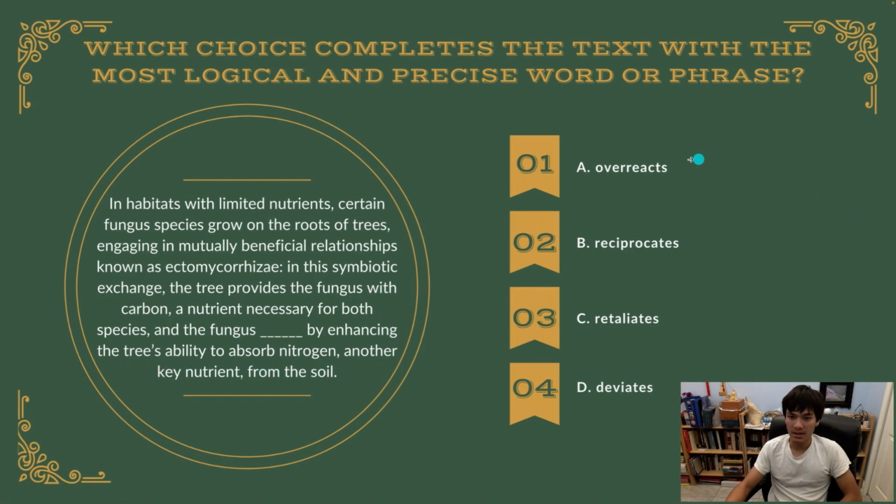So if we look right here, we can say overreacts, reciprocates, retaliates, and deviates. We know that retaliates is basically acting in response to a negative act. Overreacting doesn't mean you're helping, definitely not. And deviates is completely unrelated to helping at all. So the correct answer would be B, reciprocates, because if the tree provides, the fungus would reciprocate by enhancing the tree's ability to absorb nitrogen.